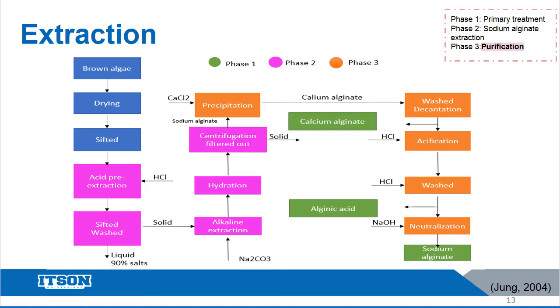Phase 1. Primary treatment. First, the algae are chopped to a size less than 1 centimeter in diameter. They are then shaken on a vibrating screen and a portion of the sand is separated. At this point, the solid is dried and broken up into small particles for the separation of the alginates.